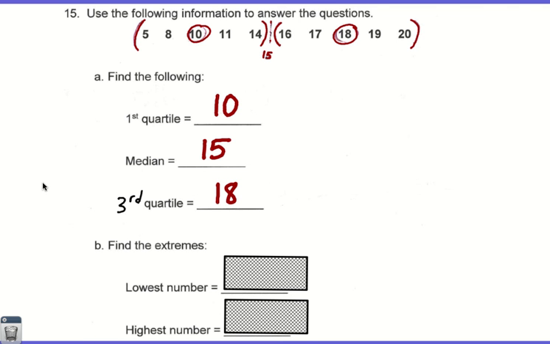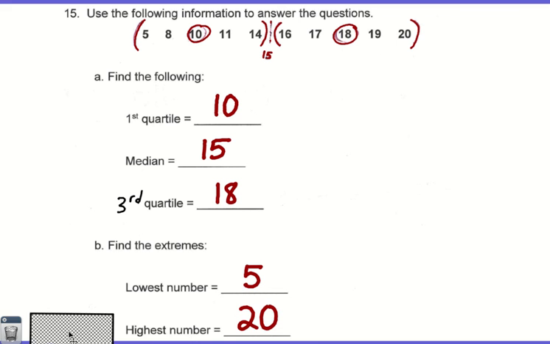And then the extremes, well, it gives it away here. The lowest number is 5, obviously, and the highest number is 20. All right? Lowest number, highest number.